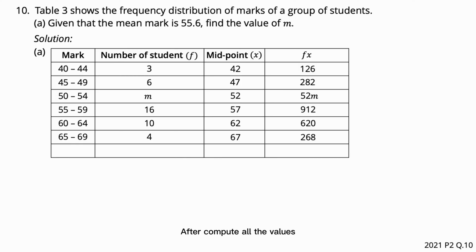After computing all the values, find the sum of frequency. 3 plus 6 plus M plus 16 plus 10 plus 4 equals 39 plus M. Find the sum of Fx. 126 plus 282 plus 52M plus 912 plus 620 plus 268 equals 2208 plus 52M.